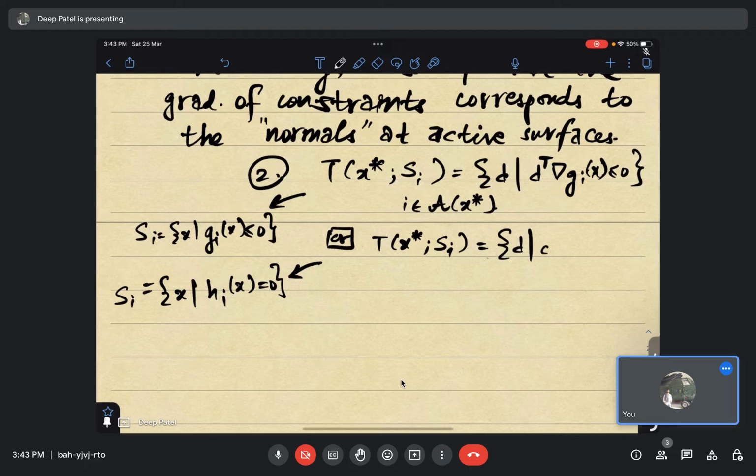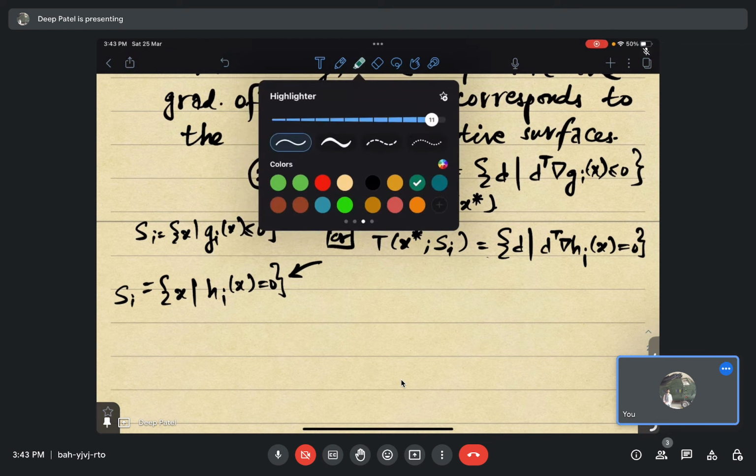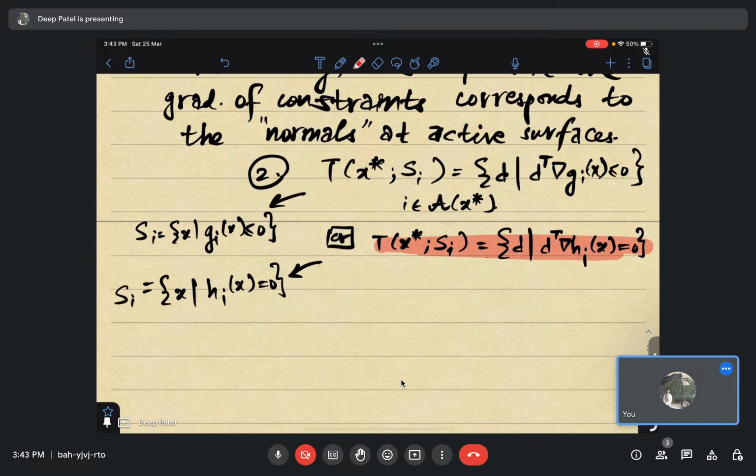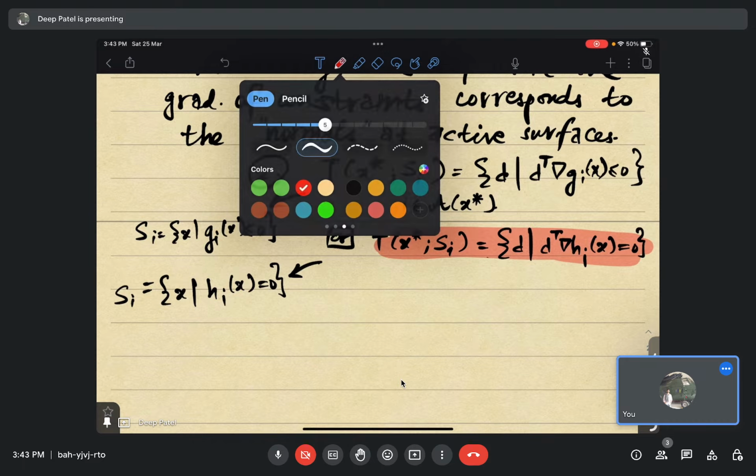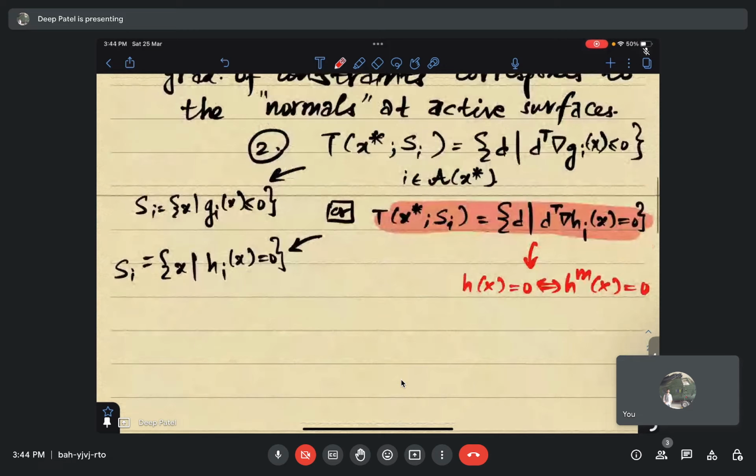In this case, we want this to be equal to 0, right? And just to give the nice simple example that he gave in the lectures, corresponding to this equality constraint: h of x equals 0 if and only if h of x to the power m equals 0, opposing inequality constraints, right? Yeah, specifically this I had the doubt.